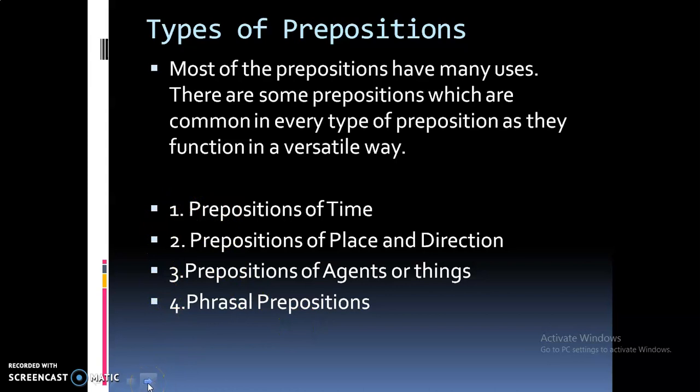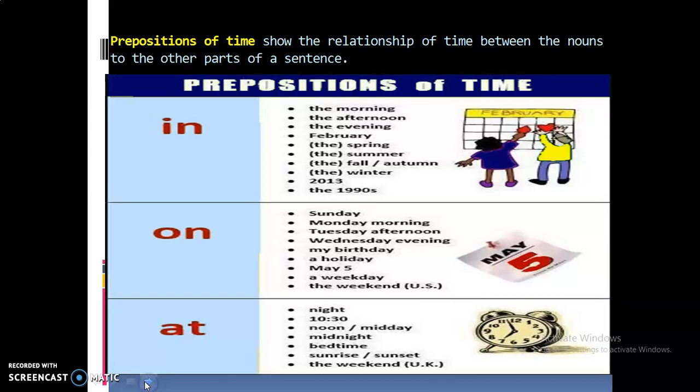So first we are going to see prepositions of time. So prepositions of time show the relationship of time between the nouns to the other parts of a sentence. See, just three words I have used here: in, on, at. These are the common prepositions that we use in relation to time.